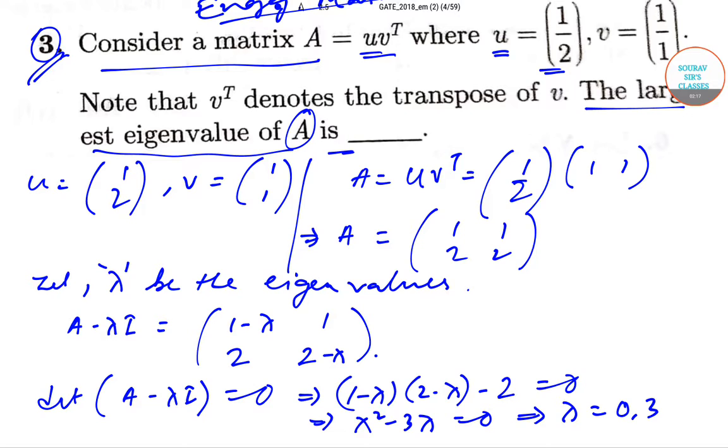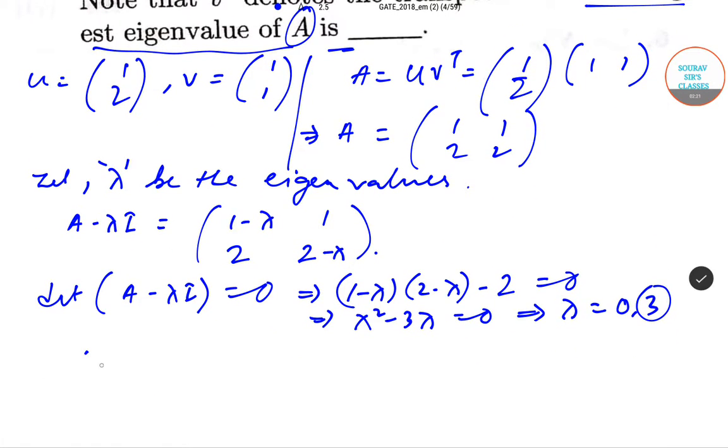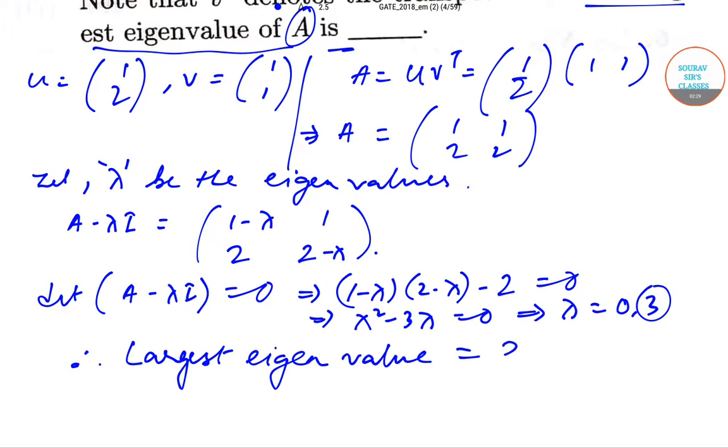As you can see over here, the largest eigenvalue is 3. So therefore we can write, the largest eigenvalue is equal to 3.